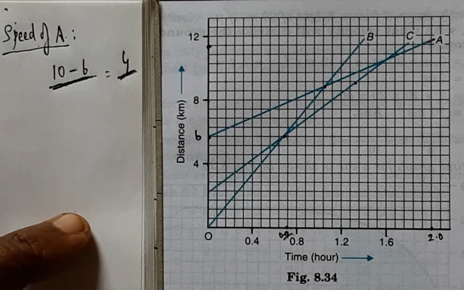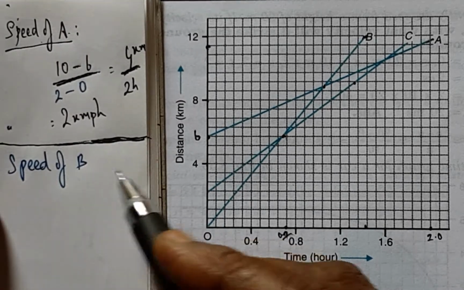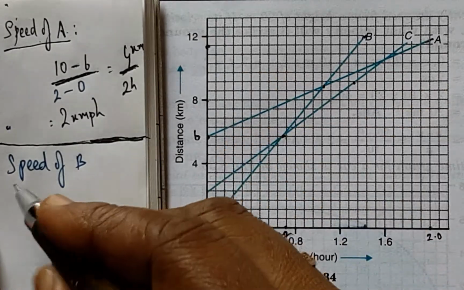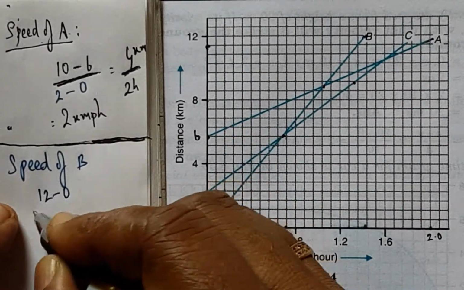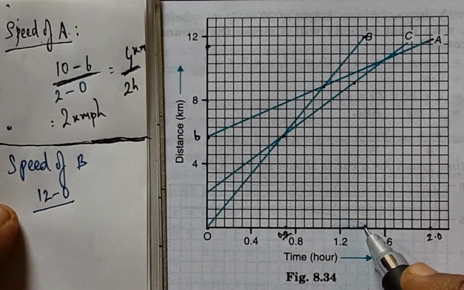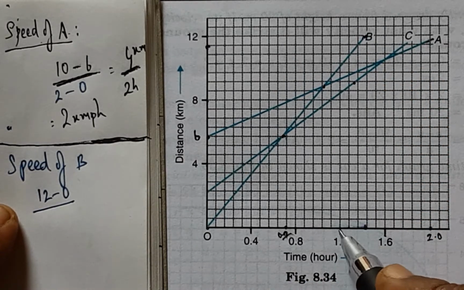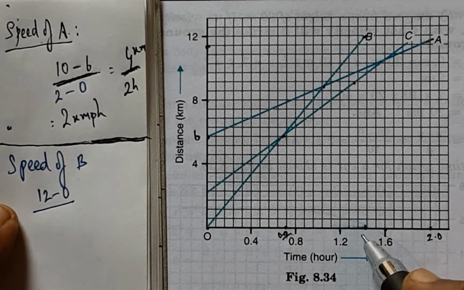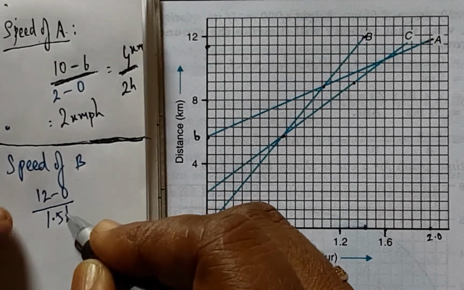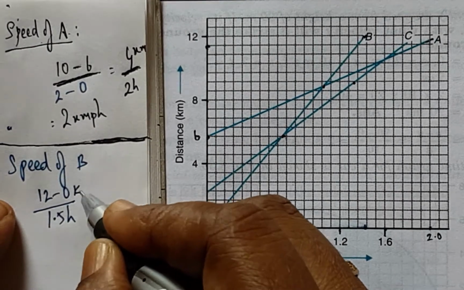2.0. And for the speed of B, you can see it has started from the origin 0 and arrived at 12. So it is 12 minus 0 divided by the time taken for its travel, which is something about 1.2 to 1.6, somewhere in between. Let us take it 1.5 hours. This is in kilometers.